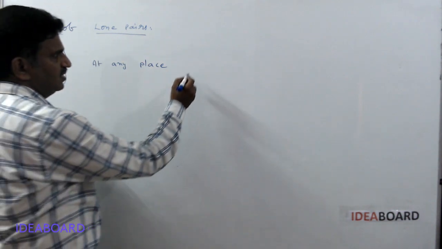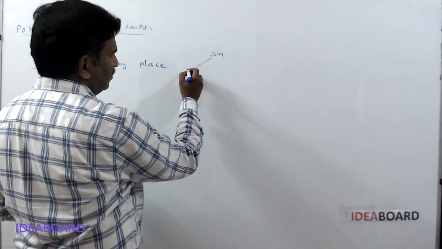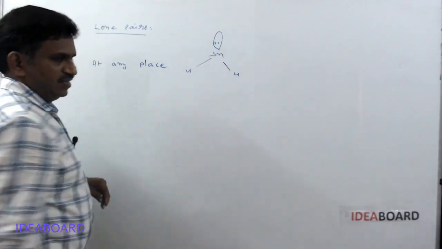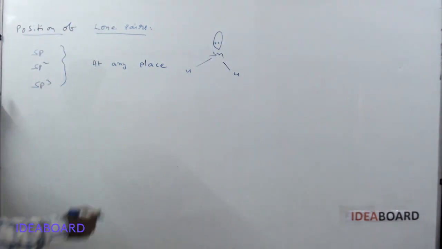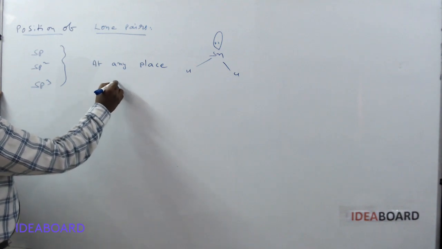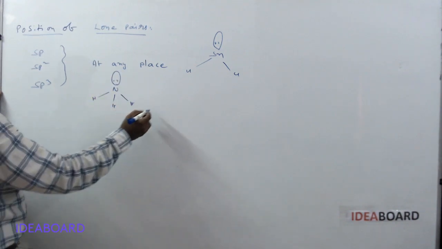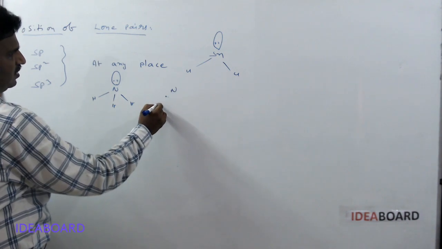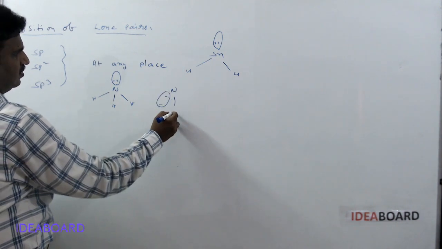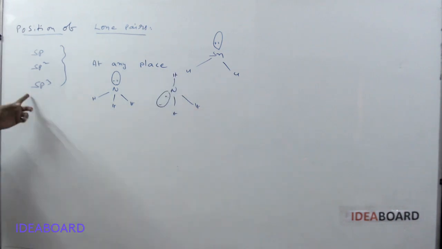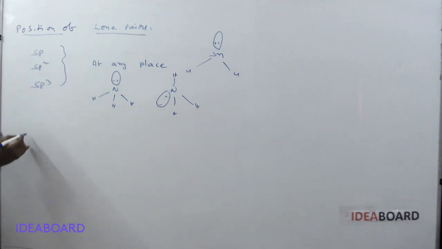sp2 example, if you are taking SnCl2, this has a lone pair. And sp3, if you are taking NH3, it has a lone pair here, here, or here. Or you can write the lone pair here. This is the lone pair, and this is hydrogen, hydrogen, and this is hydrogen. Anywhere we can write the lone pairs. Okay, that is the lone pair occupation at sp, sp2, sp3.